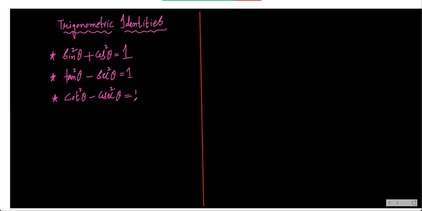So there are three trigonometric ratios. Can you read with me? Sin square theta plus cos square theta is equals to 1. Tan square theta minus secant square theta is equal to 1. Cot square theta minus cosecant square theta is equal to 1. These are called trigonometric identities. के बाद आप देखेंगे अपन पाइथागोरस थ्योरम क्या है.